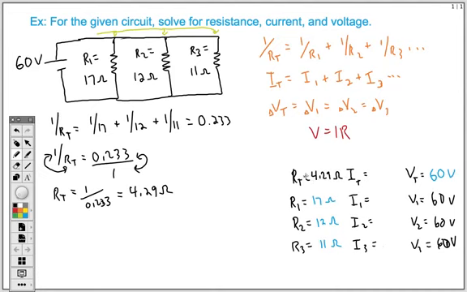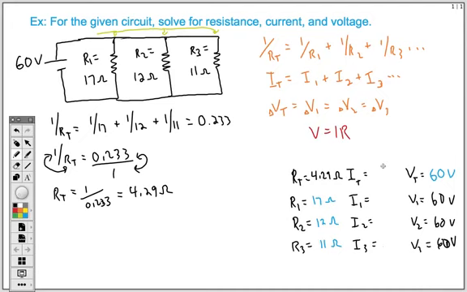Now that I know my total resistance, I can then find my total current because I have my total voltage. Keep in mind when you're solving, as we see here, we have to solve for I1, I2, and I3. We have to keep like terms. So if I'm solving for total current, I need to use total resistance and total voltage. If I'm solving for I1, I have to use R1 and V1. So keep that in mind.